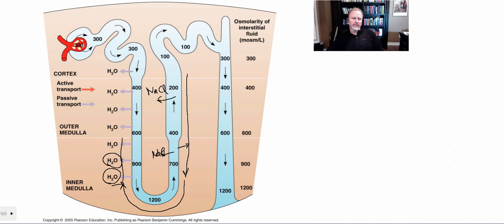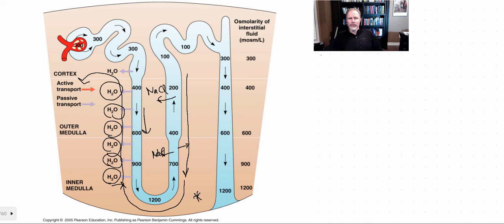And again, the blood vessel is not shown here, but as it moves up and then out, you can see it's going to be selectively reabsorbing this water that's leaving the descending limb of the loop of Henle. And it's because of the salt balance that you're maintaining. So this brown region right here is representing the interstitial fluid of the actual kidney.